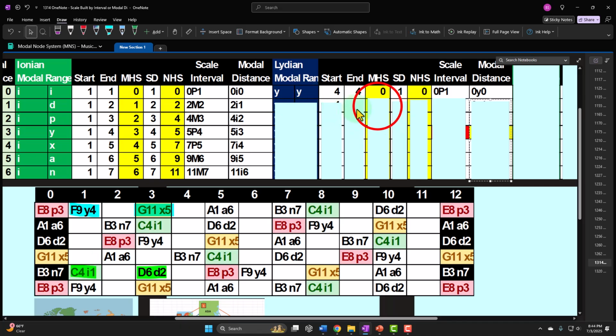So what if I go then, I'm looking at this one first, if I go 1 modal half step up from Lydian, that would be the 4th, going up 1 to the 5th, or that would be then a Lydian Mixolydian, or a 4-5 modal range, a 4-5 modal range.